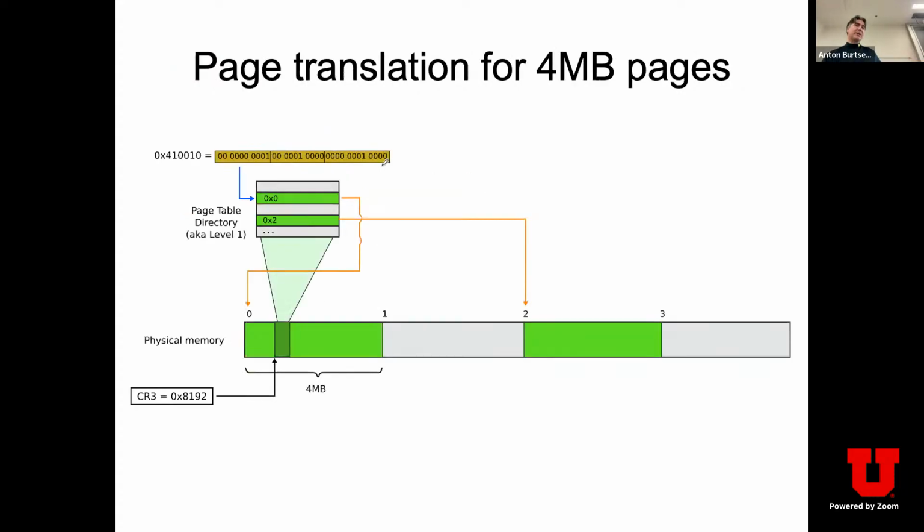Just a quick recap. These 4 megabyte pages are just one level of translation, right? The top 10 bits of the address define one of the 1024 entries in the page table directory, right?